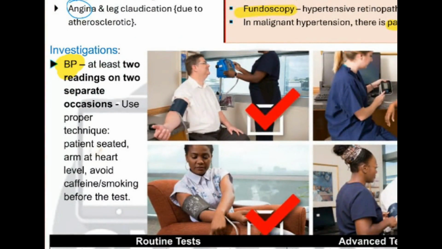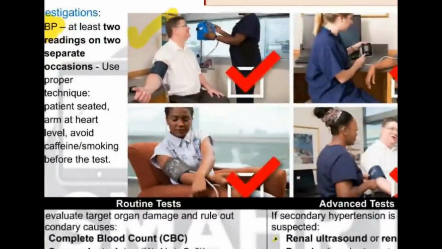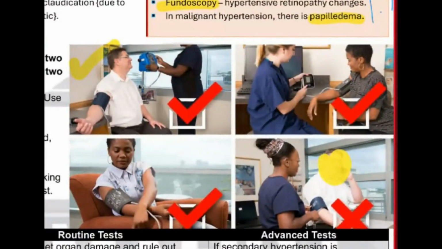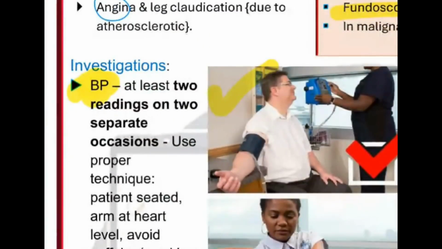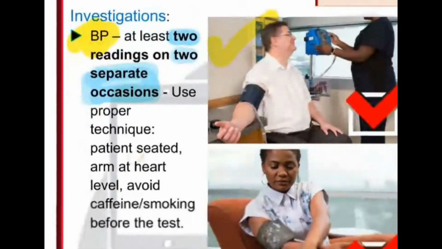Now, investigation: the main one is BP measurement. So this is where you fail. See, this is the correct method of BP measurement. This is not the correct method. BP should be measured twice, on two separate occasions, not at the same occasion. Okay, you should ask, and make sure the patient does not consume caffeine, smoking, or alcohol before this.